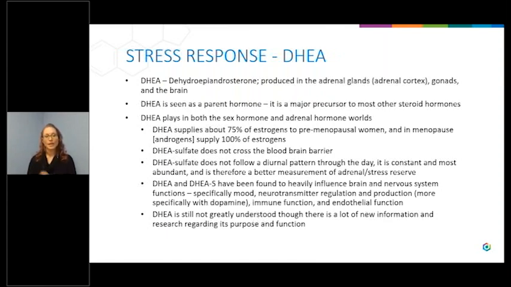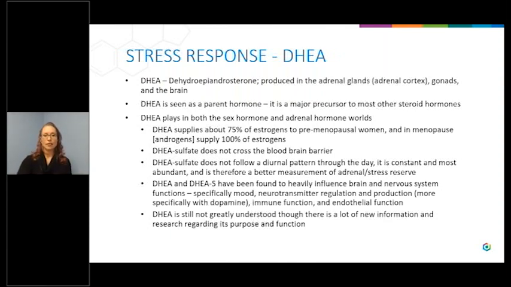DHEA and DHEAS have been found to heavily influence brain and nervous system function, specifically mood, neurotransmitter regulation and production. More specifically with dopamine, it can influence immune function and endothelial function, endothelial being those blood vessels, right? So when we're looking at elasticity, responsivity of your endothelial cells, how your blood vessels work and pump blood. I will say DHEA is not greatly understood. We know a lot about it, but we still have so much more new information coming up that there's a lot more research that should be done on DHEA because it has many areas that it can influence.